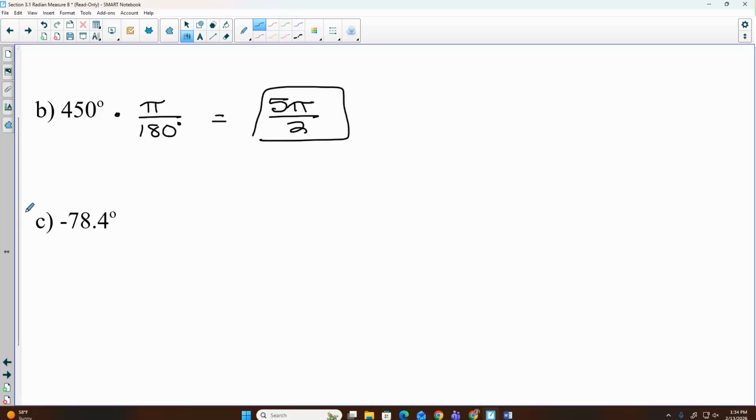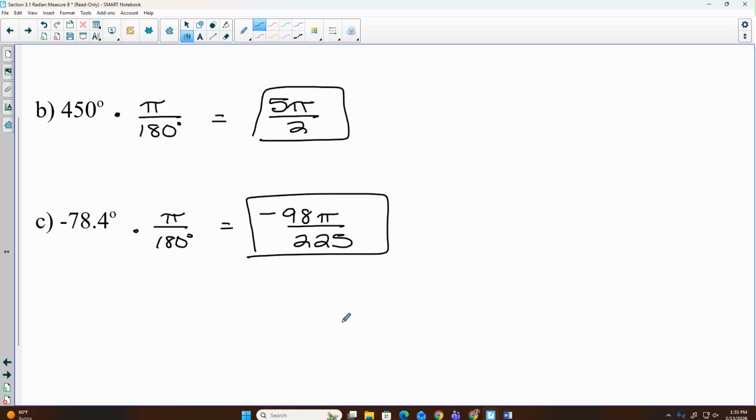Okay, if I said negative 78.4 degrees, still just multiply by pi over 180. And we get negative 98 pi divided by 225. Sorry, I misheard you. All right.